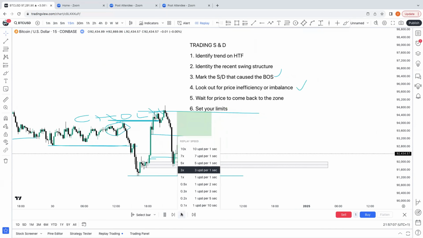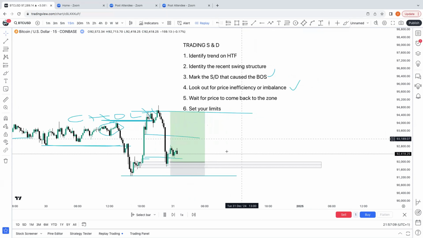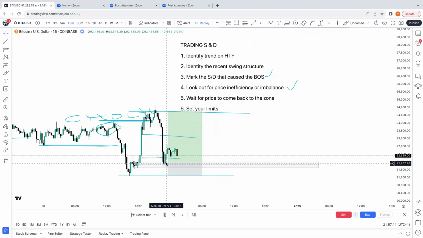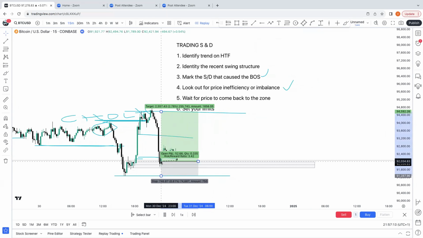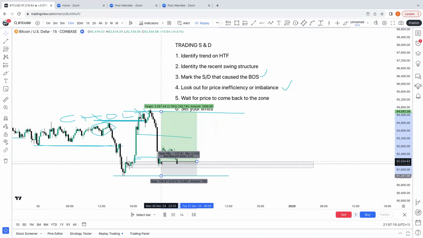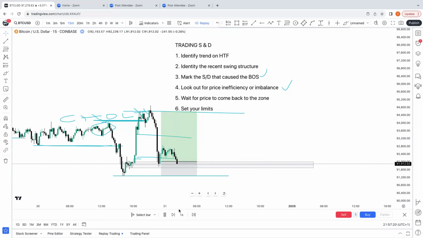Okay, that was actually very fast. Our trade has been tagged here. We are in the trade now. So let's see what is going to happen with price.